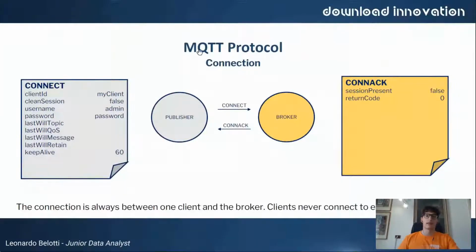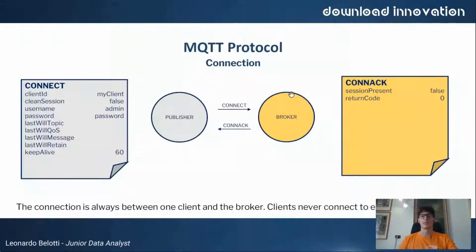So the first message is always the connect message. A client specifies a client ID, a clean session flag, which is the opposite of the persistent session that we have seen. So if we want a persistent session, we have to set clean session to false, and username and password for authentication. Last will message, topic, retain flag, and the quality of service if we want to implement a last will mechanism, but it is optional, it is not necessary. And a keep alive interval expressed in seconds.